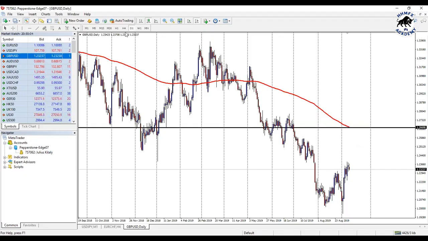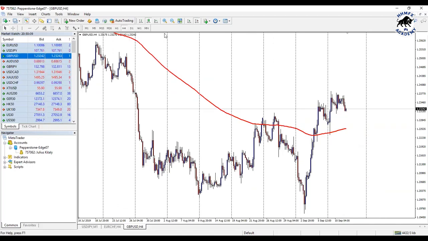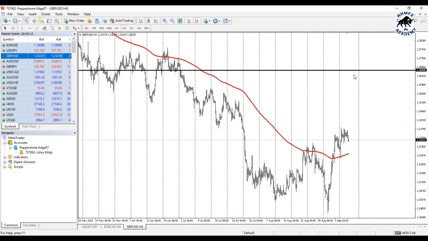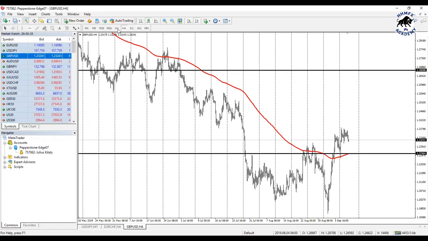After that, you go to 4 hours. You see 4 hours. If you condense this chart, you can see the one we just drew on daily is there. On 4 hours, you also take a horizontal line and draw it at the point where the 200 moving average is. Draw it there. Then you just go to 1 hour.